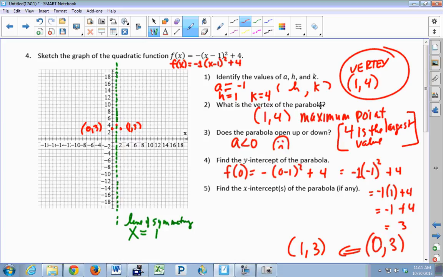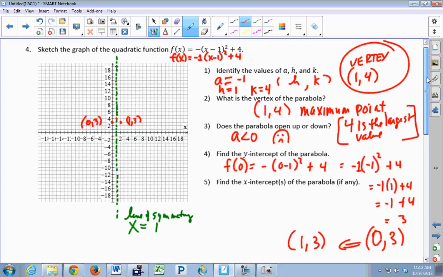So you've got your vertex, 1, 4. You've got your y-intercept, 0, 3. And then you've got its matching mirror image on the other side, 1, 3. So now if you find your x-intercepts, you got 2 x-intercepts here, and you got enough to do a really quick sketch. So yeah, it should be 2, 3. Thank you. I put it in the right spot, but I didn't label it correctly. 2, 3. Thank you very much.